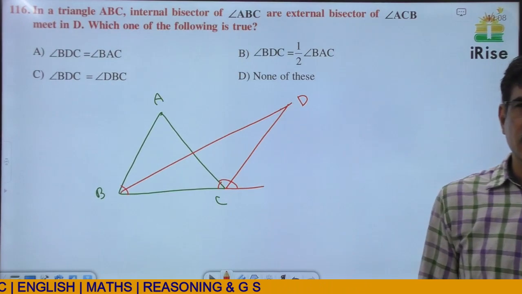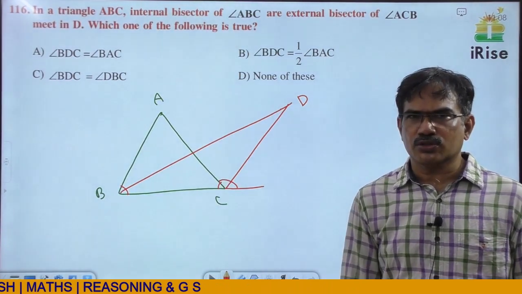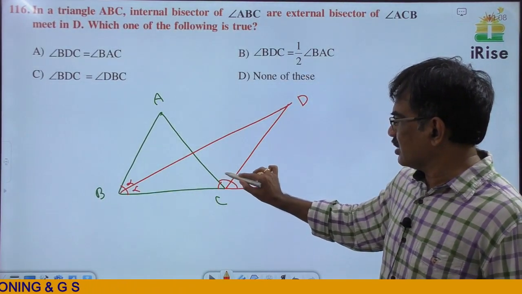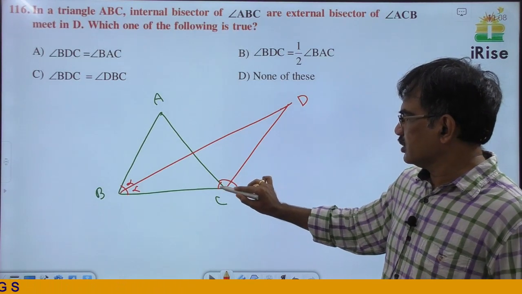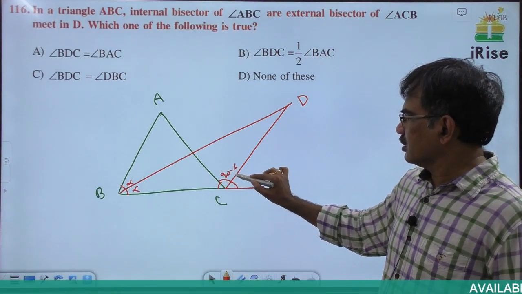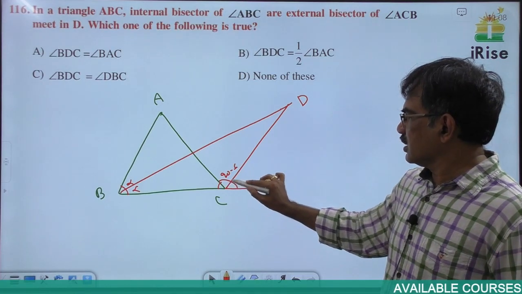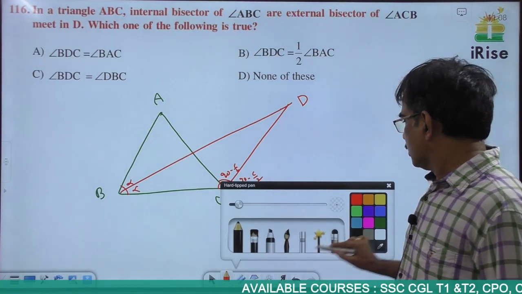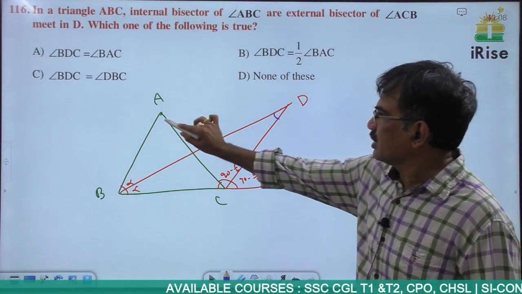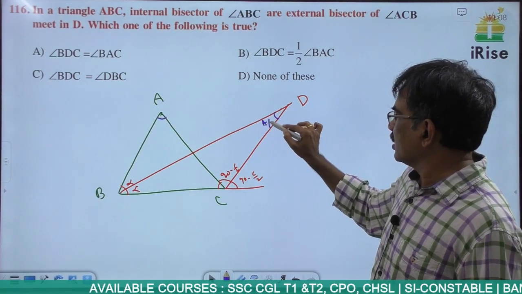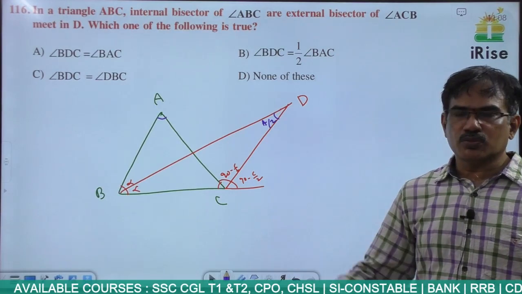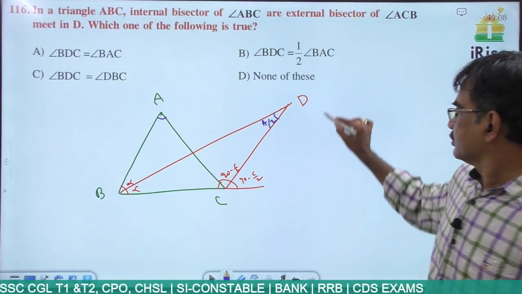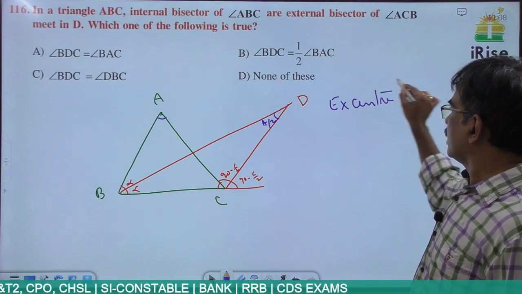This question has been solved in previous sessions also. One internal angular bisector and one external angular bisector are drawn. If this is C, this is 180 minus C, so this is 90 minus C by 2, and this is 90 minus C by 2. The third angle must be nothing but half of this angle. If this is A, this is nothing but A by 2. I have given this proof in the concept of excenter.